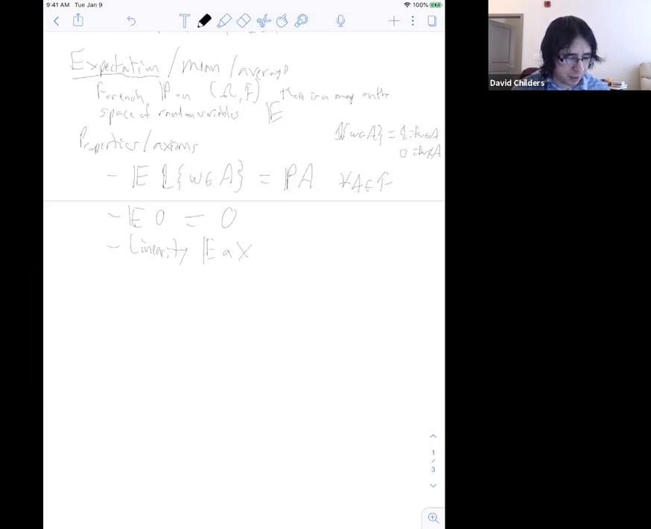But we can now take any random variables X and Y, and any real numbers A and B, and the random variable defined by the weighted sum of the two random variables has an expectation equal to the weighted sum of the expectations, for any A and B that are real numbers, and any X and Y that are random variables.